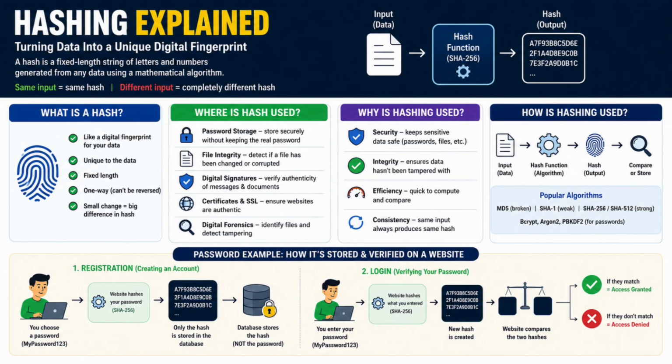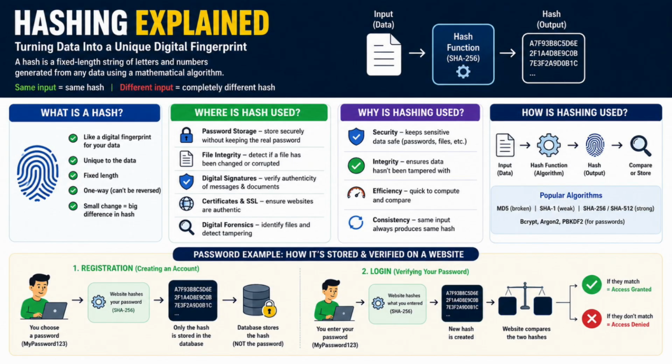Where do we use hash? It is used in password storage. It stores secure passwords without keeping the real password. It is used to maintain file integrity. It is used in digital signatures to verify the authenticity of messages and documents. It is used in websites to ensure that the websites are authentic, using the certificate and Secure Sockets Layer, SSL or TLS. And in digital forensics to identify files and detect any tampering.